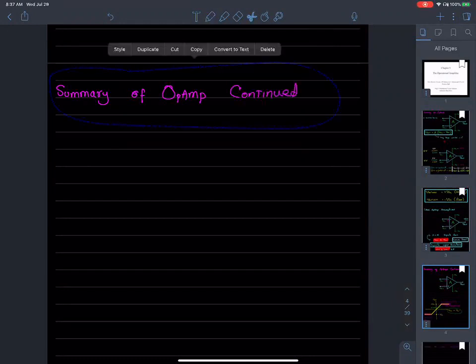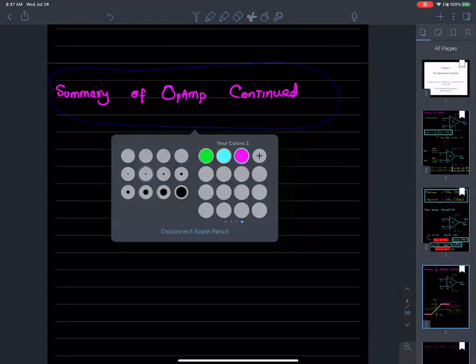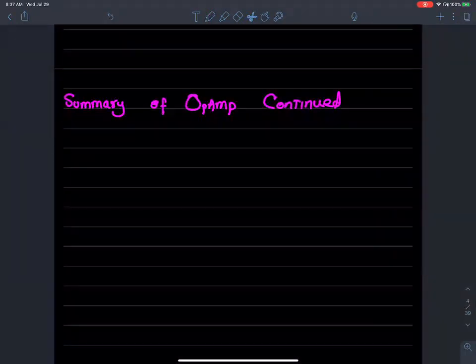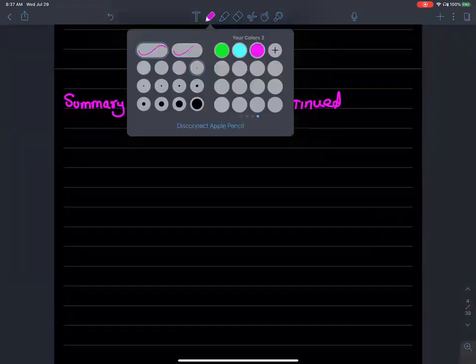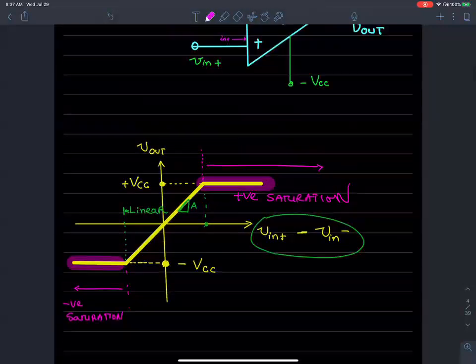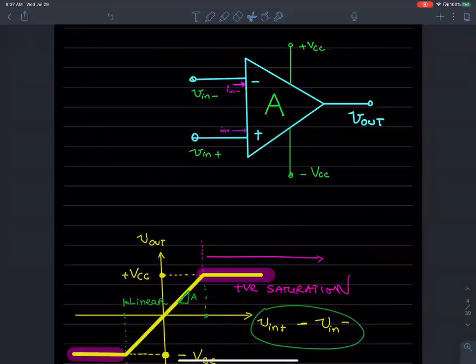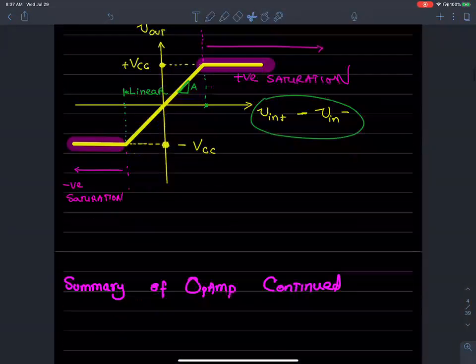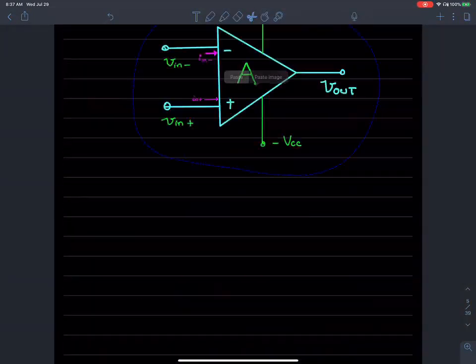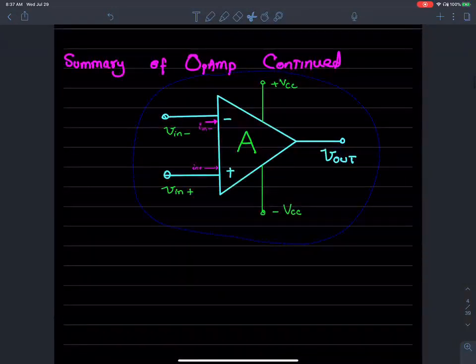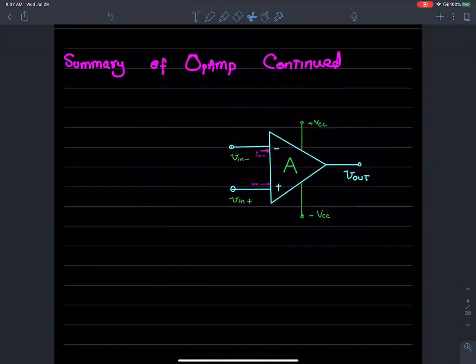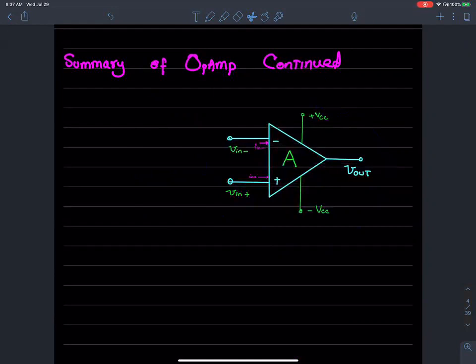Summary of the op-amp, continued. Let's see if we can look at the different connections for the op-amp. I'm going to copy this one and paste it here. Now what I'm going to do is simplify the diagram by not showing the power supplies.